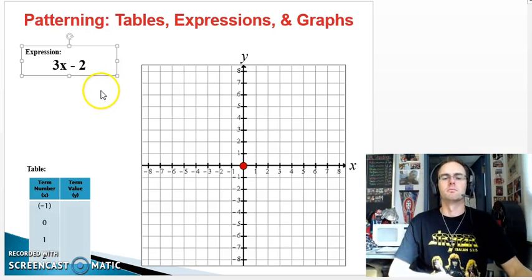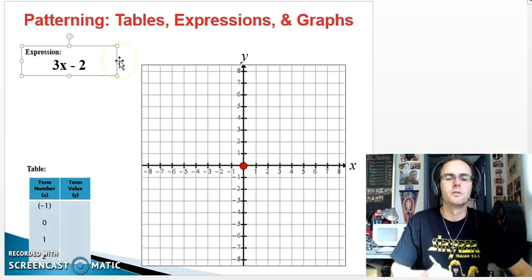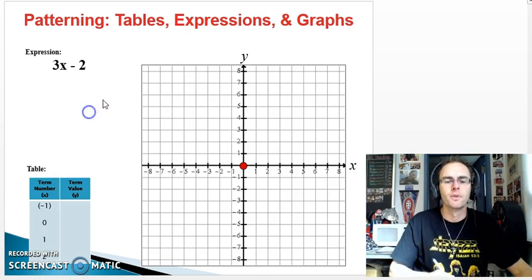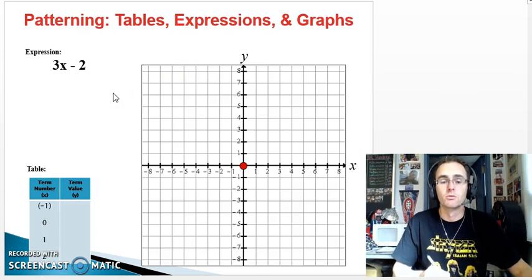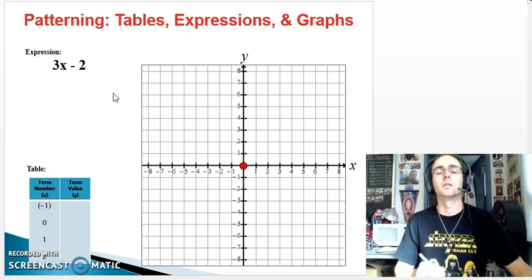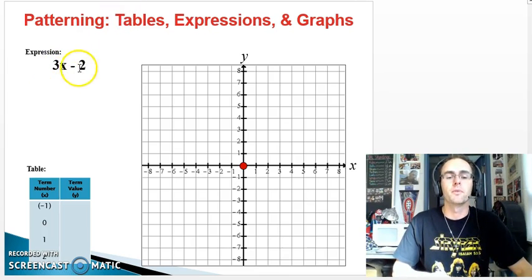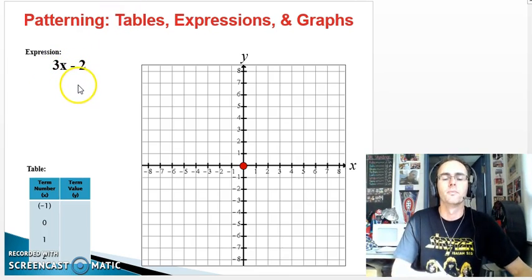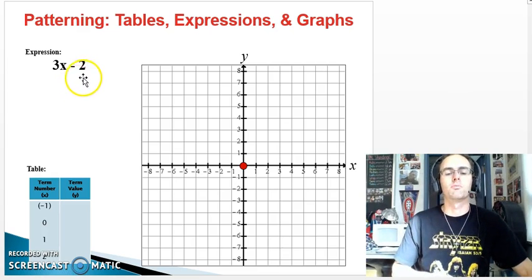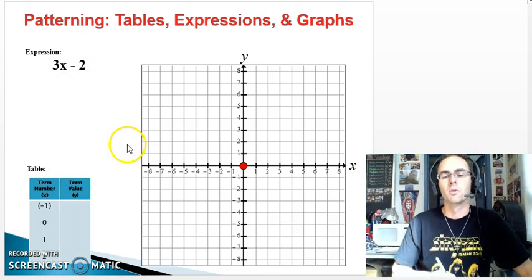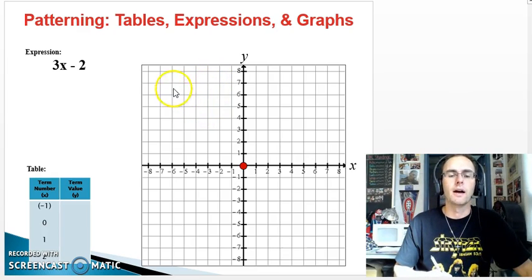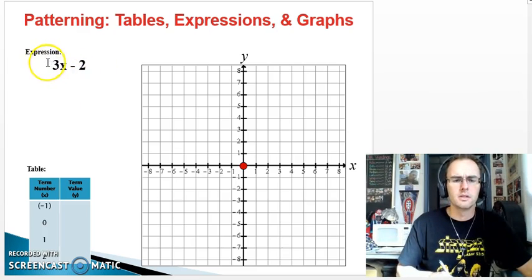Hey people! Today we are going to get into patterning, and in doing so we are going to represent a pattern in three different ways. Based on this expression here, 3x minus 2, we are going to represent this expression using a table, a t-table, and a graph, and we're going to take a look at the relationships between all three of these things to represent the same pattern.